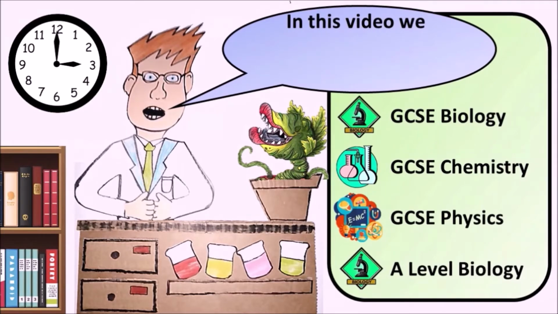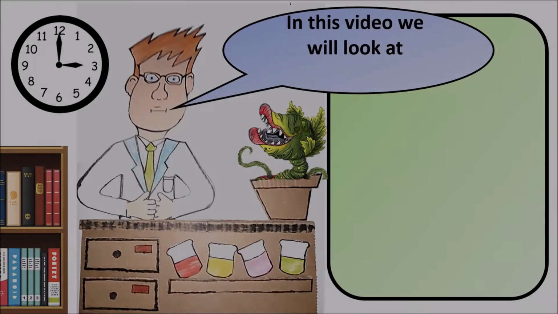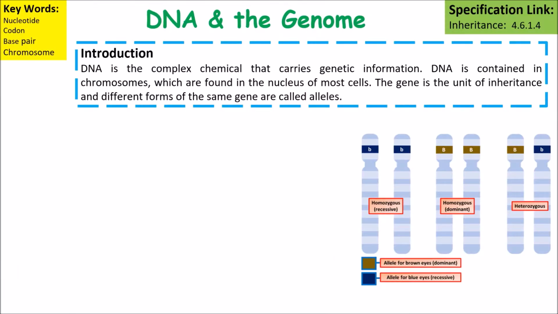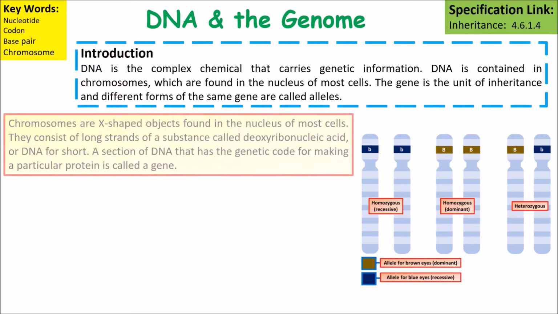In this video we will look at DNA, genes and chromosomes. DNA is a complex chemical that carries genetic information. So DNA is contained in chromosomes, which are found in the nucleus of most cells. The gene is the unit of inheritance, and it comes in different forms. Different forms of the same gene are called alleles.